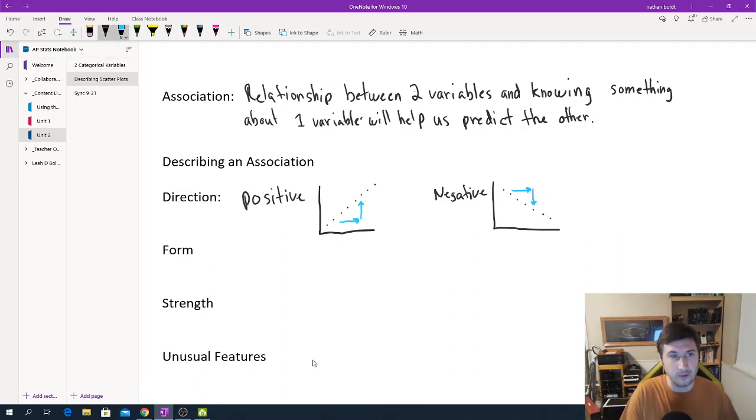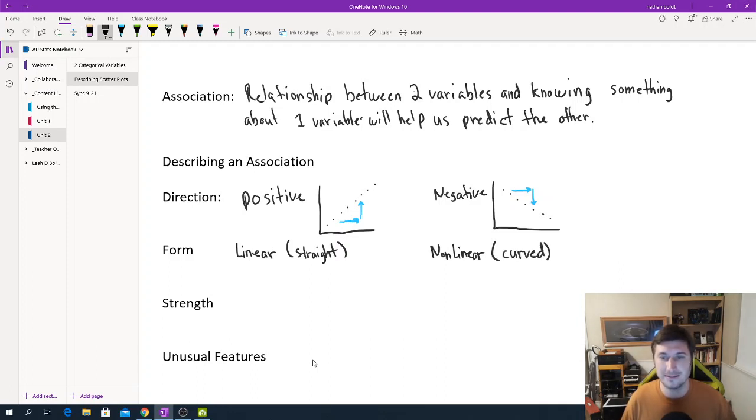Next is the form. Okay, two things the form can be. It can be either linear, all right, straight. Remember, linear means straight, or nonlinear, also known as curved. All right, and that's as specific as you need to be. If it looks straight, call it linear. If it doesn't look straight, I don't care what kind of curve it is, it's just non-linear.